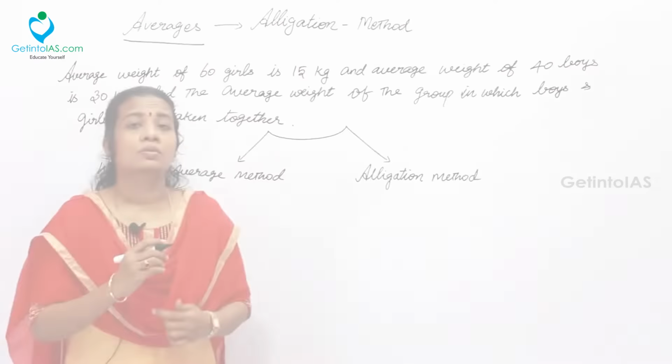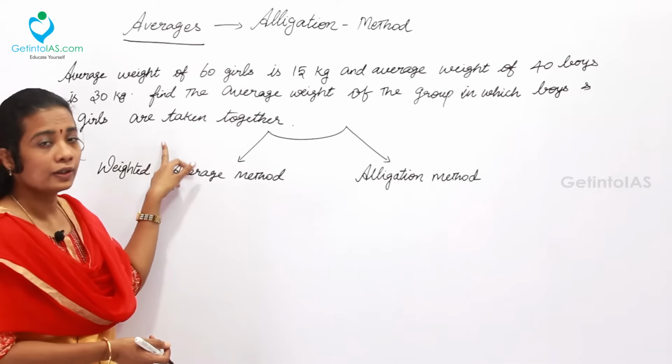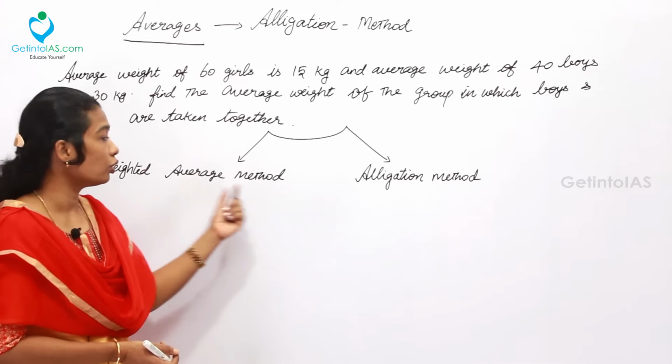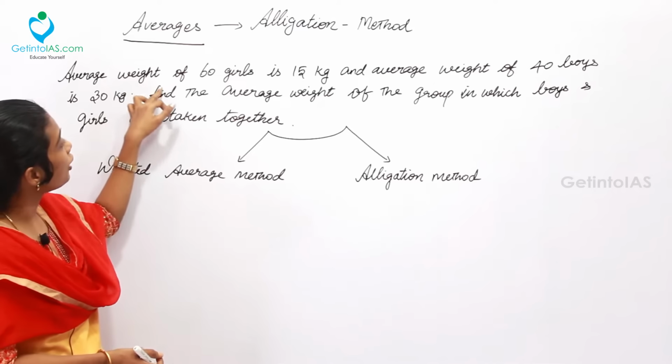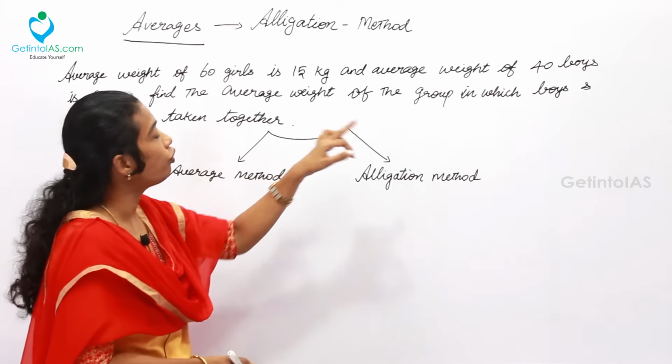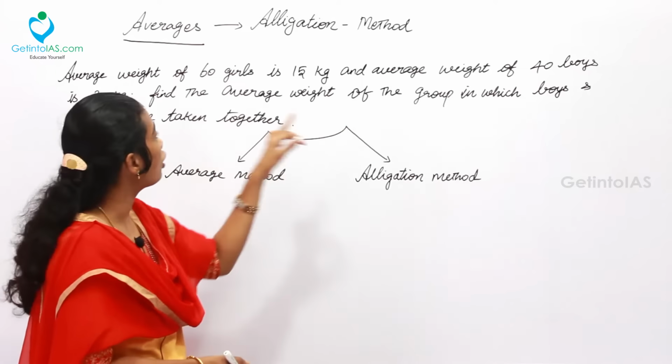So we have one such example. Under this you can solve it under 2 methods: weighted average method and alligation method. Let's move into the question. Average weight of 60 girls is 15 kg and average weight of 40 boys is 30 kg. Find the average weight of the group in which boys and girls are taken together.